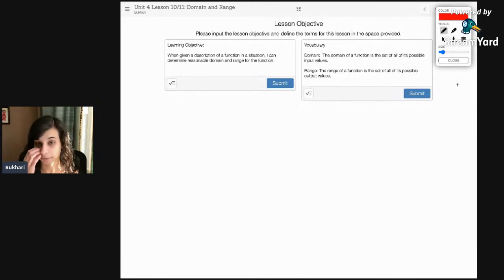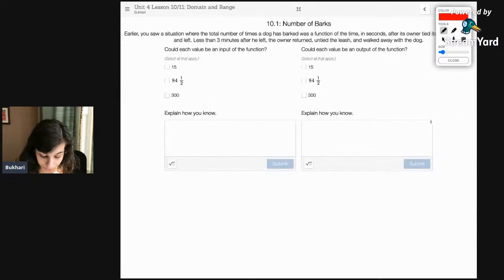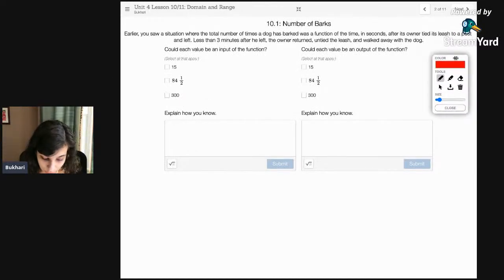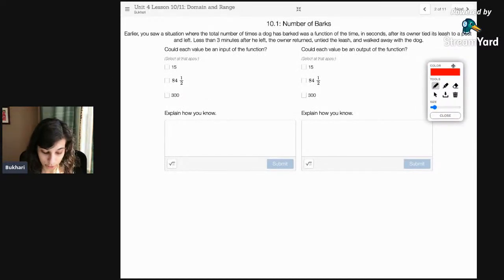We'll describe what that represents and what it looks like with a graph or with a description as we go along. Let's go back to a scenario we've seen before, describing the total number of times a dog has barked as a function of time in seconds after its owner tied its leash to a post and left. Less than 3 minutes after he left, the owner returned, untied the leash, and walked away with the dog. Here is our scenario. We have our input value and our output value, and we can use that to help us determine our domain and range.